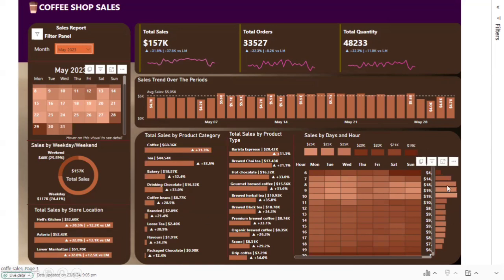As usual, we can see that from morning 7 to 10 is the best selling hours for the shop. And the products are also the same: coffee, tea, bakery. We can see these are the best performing products for the coffee shop.